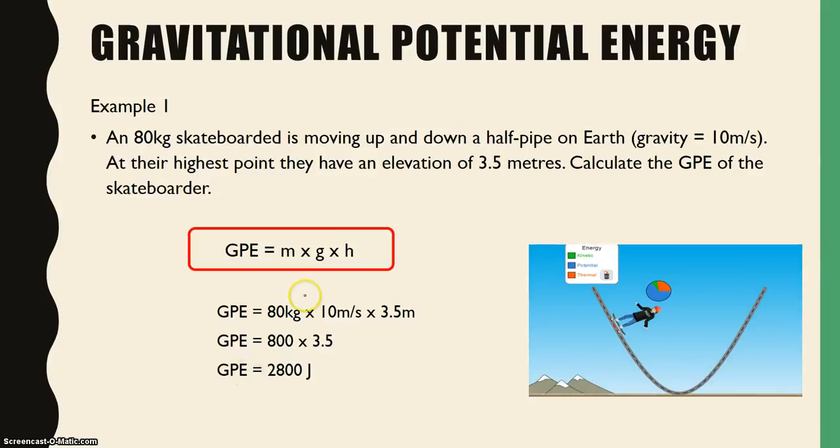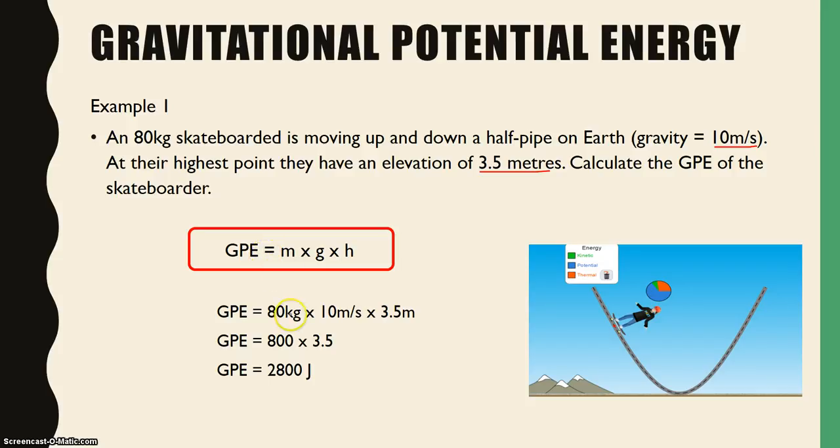So an example of this: an 80 kilo skateboarder is moving up and down a half pipe on Earth. And as I said, the gravity is 10 meters per second. At their highest point, they have an elevation above ground of 3.5 meters. So 3.5 meters above the ground is the highest point they travel in this half pipe. You're asked to calculate the gravitational potential energy of this skateboarder.